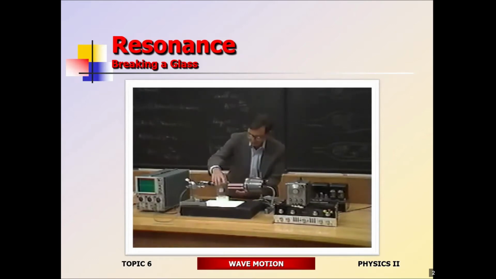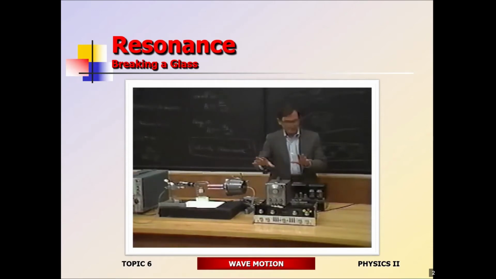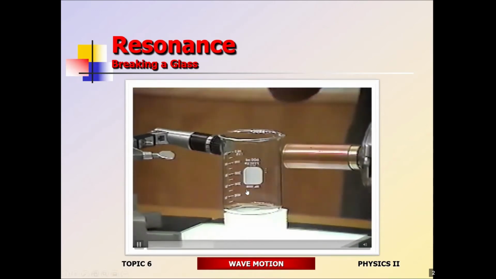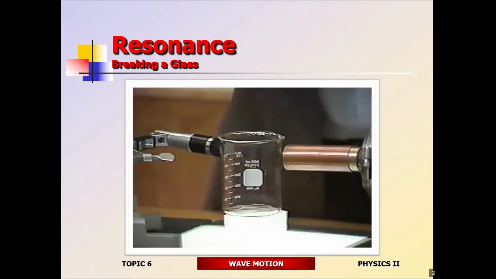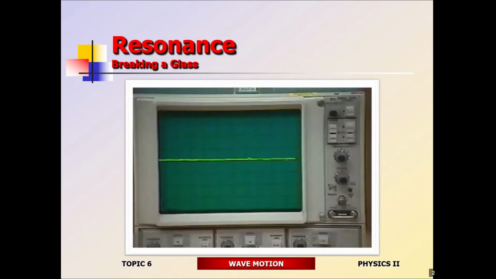Now here's how it's going to work. All of this stuff here is going to substitute for me and make a pure tone. That'll make the beaker vibrate. And then I've got this microphone here which is listening to what the beaker does. And the output of the microphone is on this oscilloscope, so you'll be able to see on the oscilloscope what the beaker is doing. Watch this. You see that?